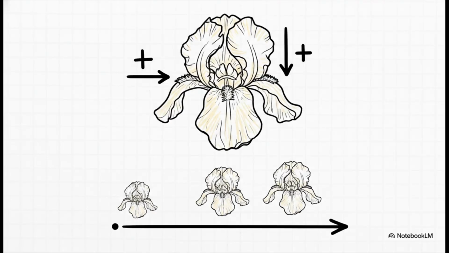So let's decode PC1 together. If you look at that first column in our table, you see it has high positive scores for petal length and petal width. This tells us that PC1 is essentially a measurement of overall petal size. A flower that scores high on the PC1 axis is quite simply a flower with bigger petals.